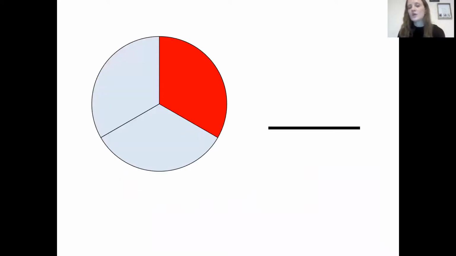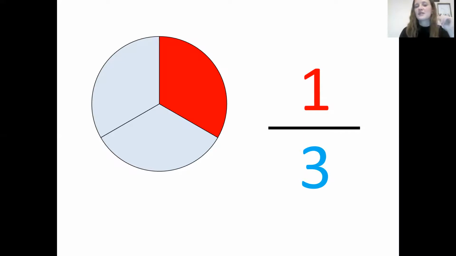If we look at this one, we can see that the denominator would be 3 because there are 3 equal parts that make up our whole. And then I have colored in one of those, which makes it 1/3. So 1 out of 3 is colored in. 1/3 is the fraction that is colored in red. And 2/3 is the fraction that is not colored in.